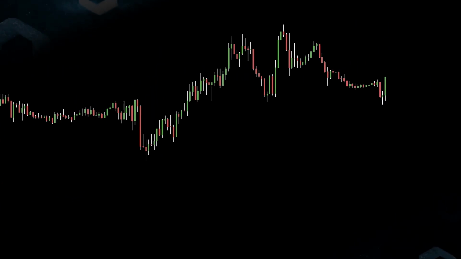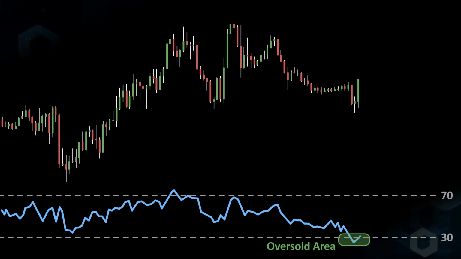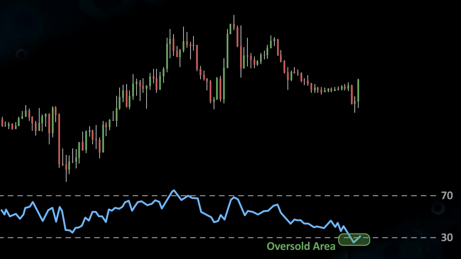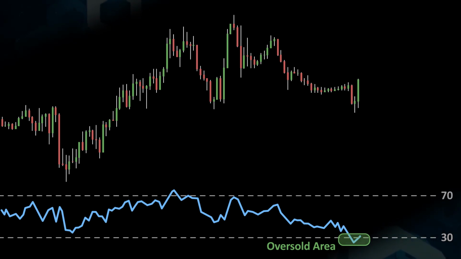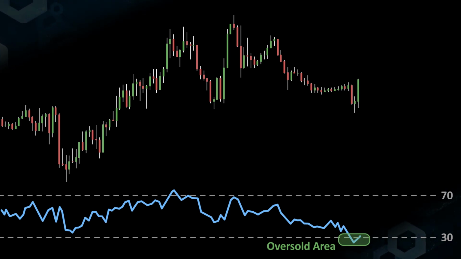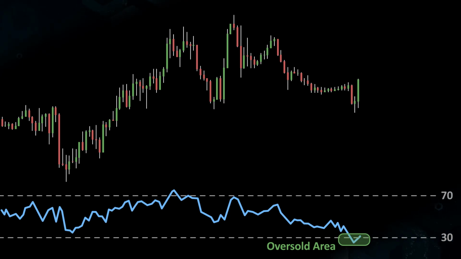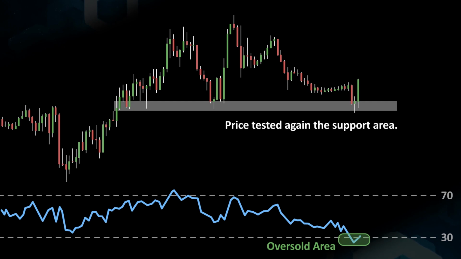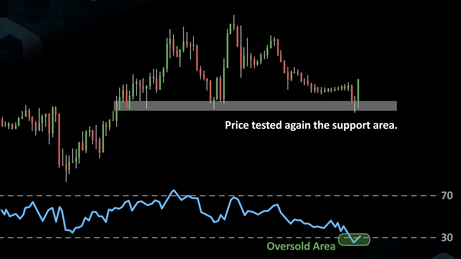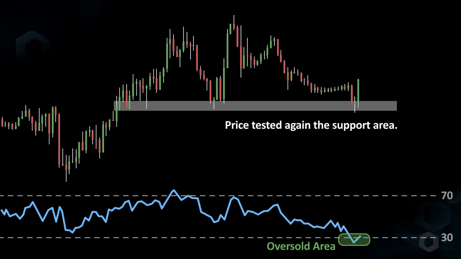Next, we assess the Relative Strength Index indicator. We want the RSI to be in the oversold area, typically below 30. This suggests that the price may have been driven down too far and could potentially rebound, presenting a buying opportunity. Once we have confirmed a bullish market structure and an oversold RSI, we focus on the price action. We look for the price to retest a support area, which can act as a floor for potential upward bounces. This support area can be identified using key horizontal zones.